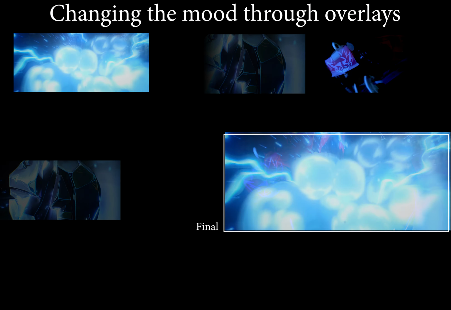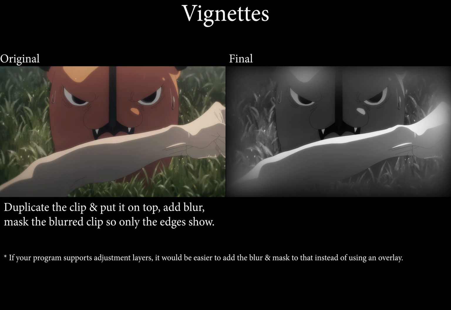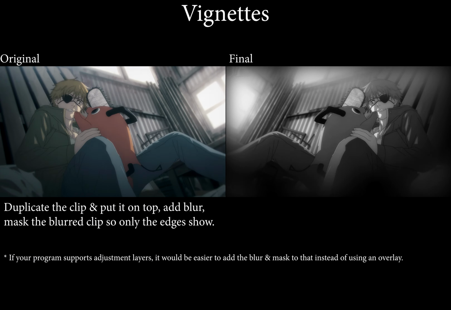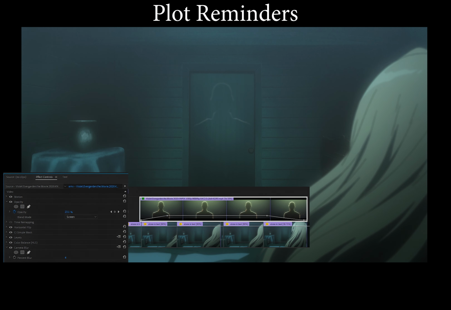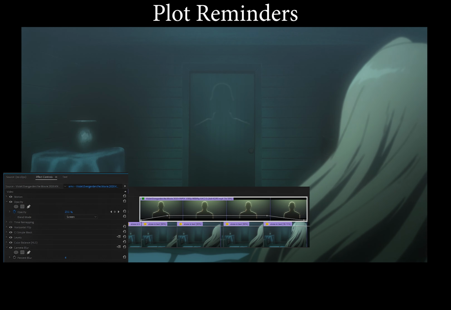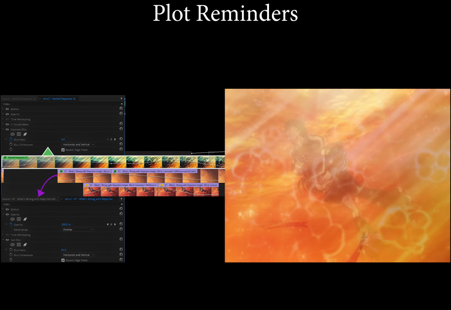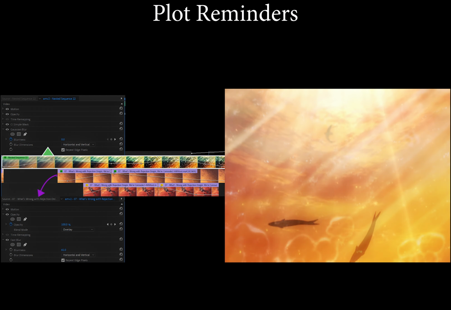Other types of overlays that may fit into these uses are things like vignettes, especially blurred edges, which can help convey things that happened in the past. Consider plot reminders. In this scene, Violet looks sad. My video is about a lost lover, so I can add an overlay implying she's thinking about them. You can also change or emphasize the environment. This scene is underwater, but it's not obvious, so we can add more bubbles through an overlay.